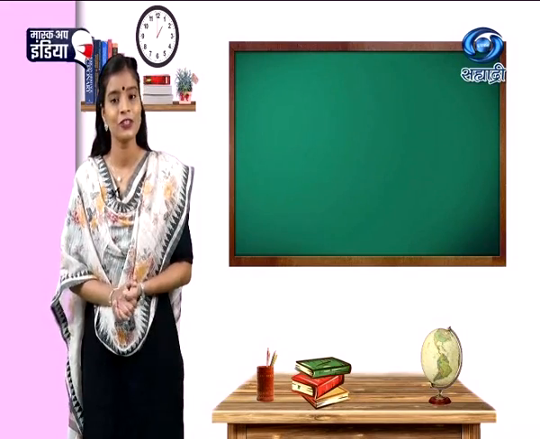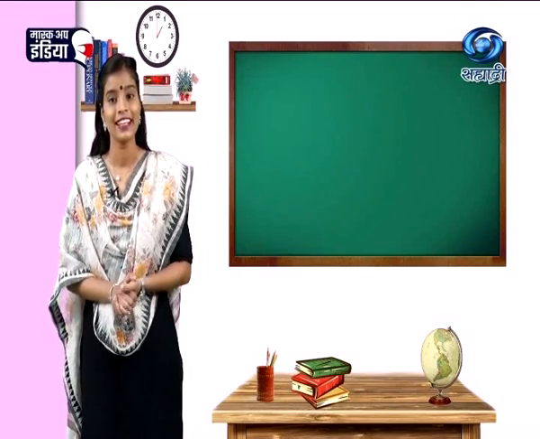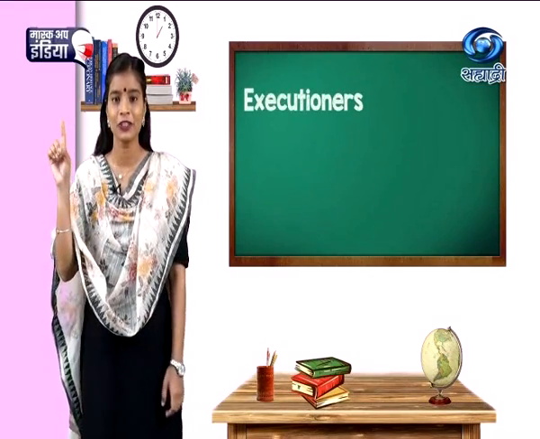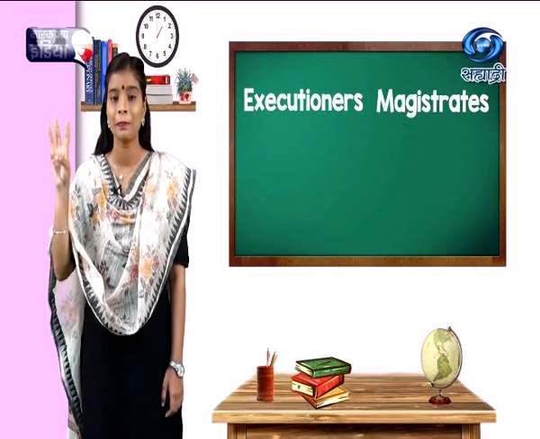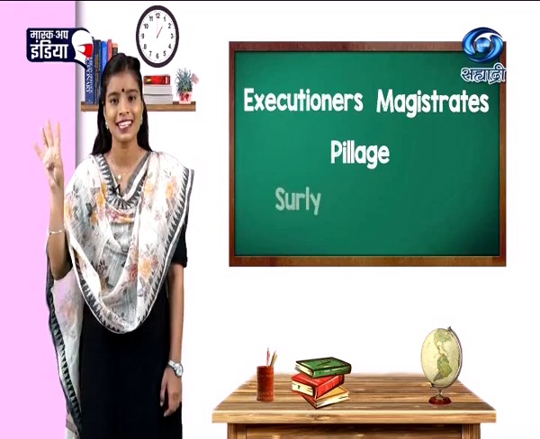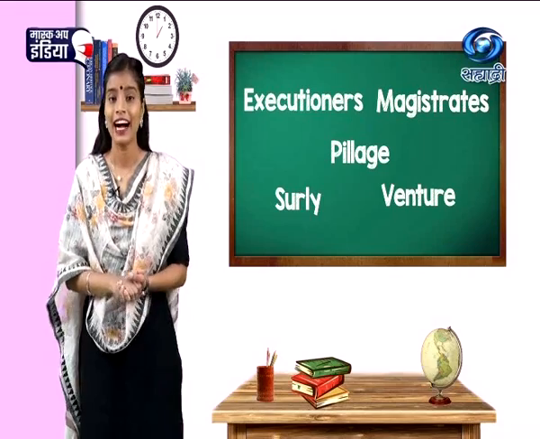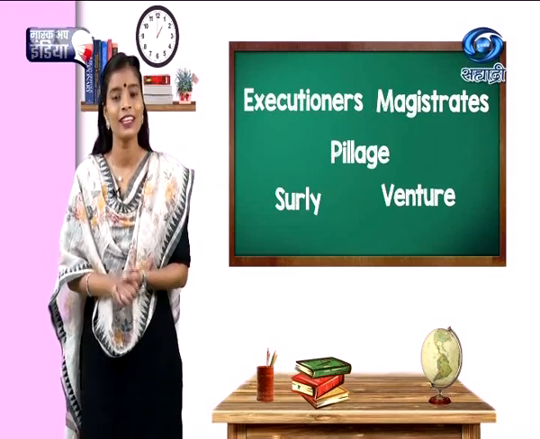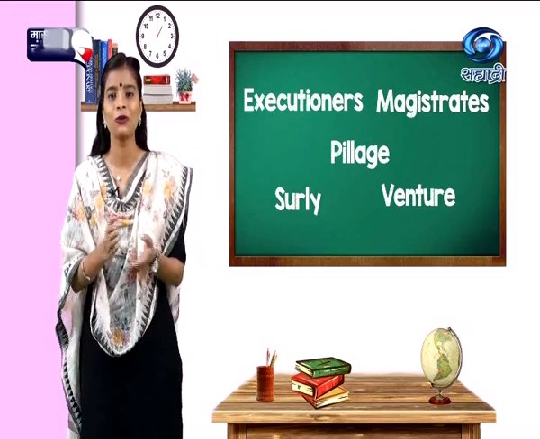So children, today we learned 5 new words. Let's revise them. Executioners, magistrates, pillage, surly, and venture. I hope that you remember these words, and I hope that you have made a note of these words in your notebooks.